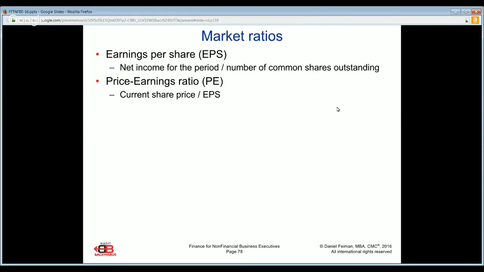The last grouping is our market ratios. Now, market ratios have both good and bad. First of all, market ratios can only be calculated if an organization is listed or public, because that's the only way there is a market price. If we don't have a market price, how do we know what the price to earnings ratio is? We can't.